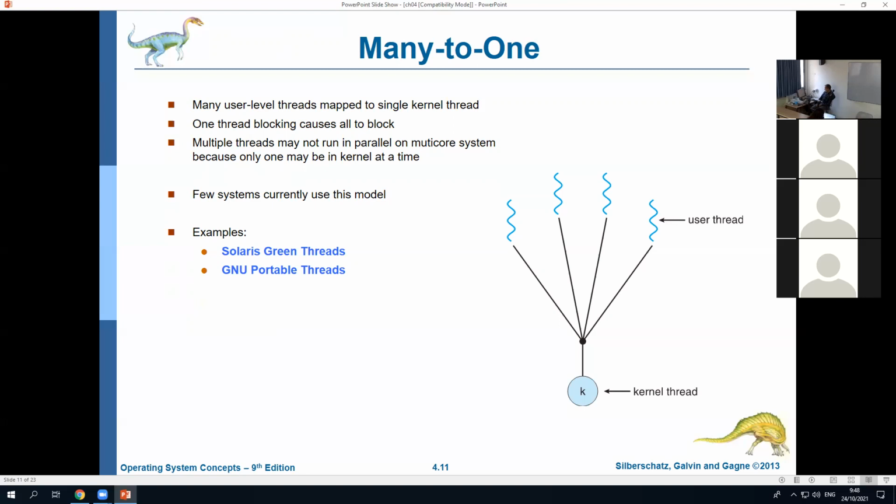Multiple threads may not run in parallel on multiple core systems because only one may be in the kernel at a time. Right, even if I have multiple cores, I can only put one thread in the kernel at a time. Few systems currently use this model. So forget about that. That's a bad system.